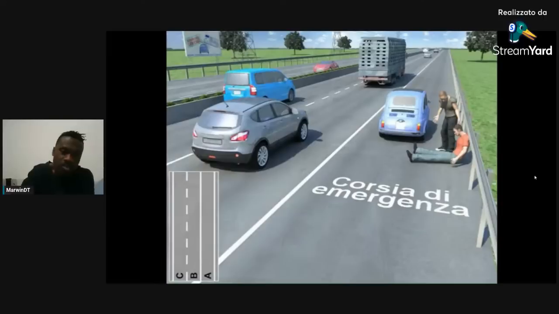So here it is, corsia di emergenza, like I said, only for emergency purposes. When you are not feeling well, you're feeling dizzy, or when there's a fault with your vehicle, that's where you stop the vehicle, on the corsia di emergenza, which can be found on the autostrada, okay? Are you learning something?